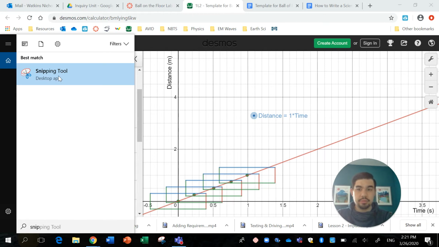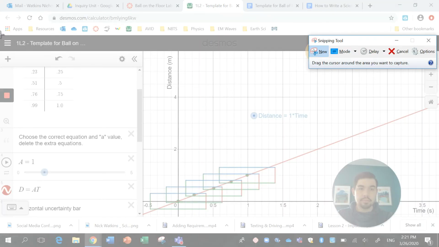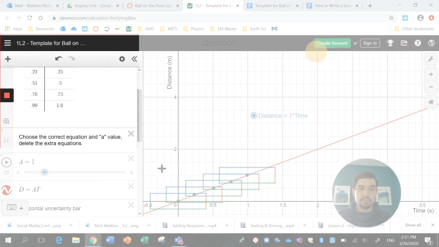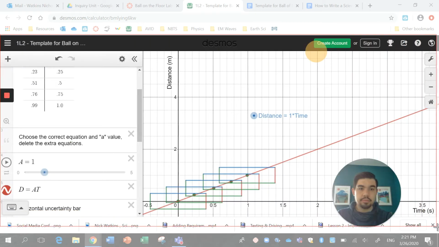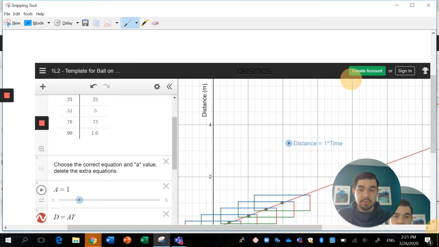If you click on that, this little window will pop up. We're going to click on new. What we want to do is take just a snapshot of our graph. The main thing we want is our graph, our A value, and the formula. The data table, we don't really need so much because we already have that. You can just copy this. You can also save it.